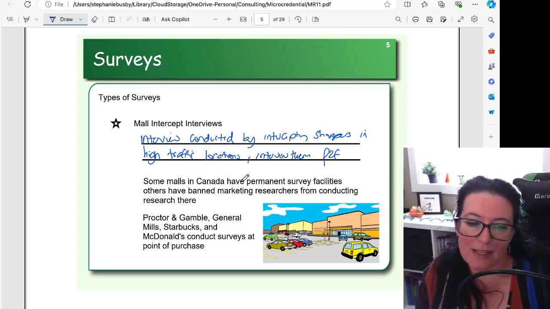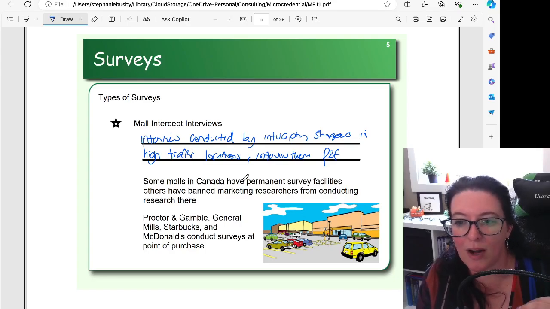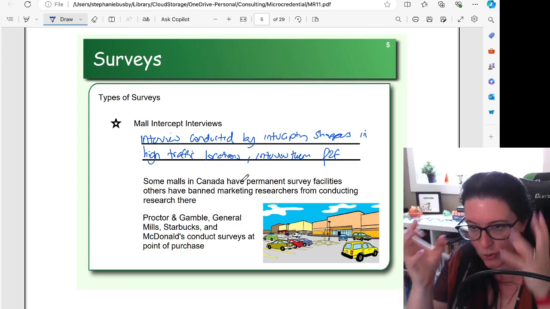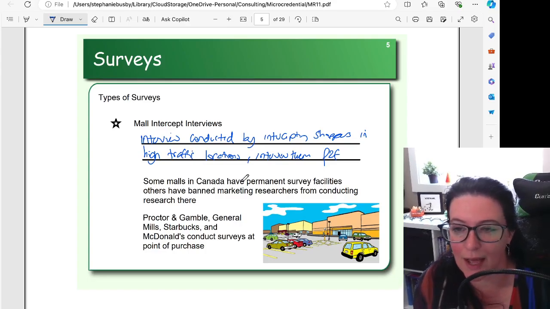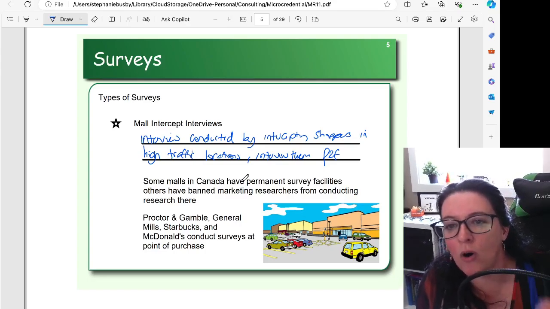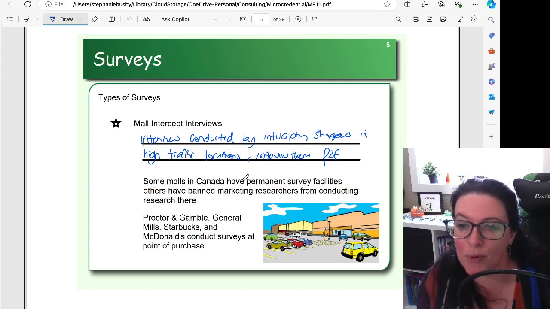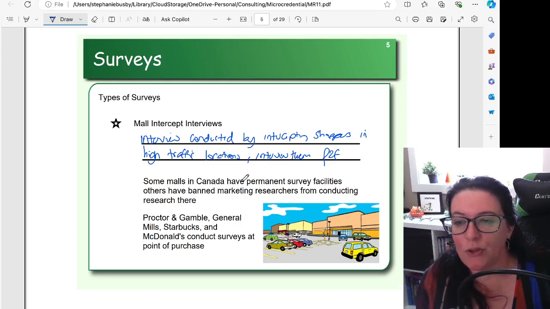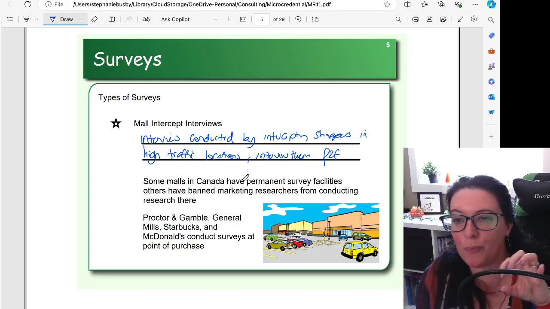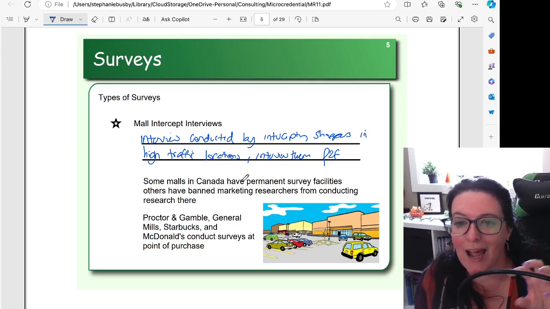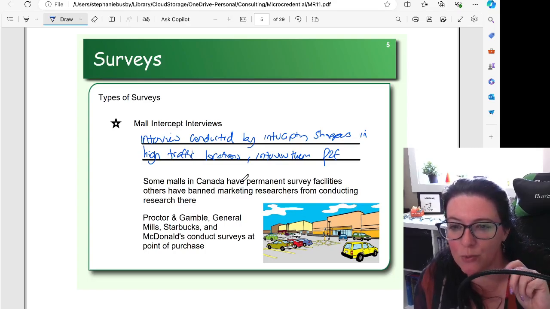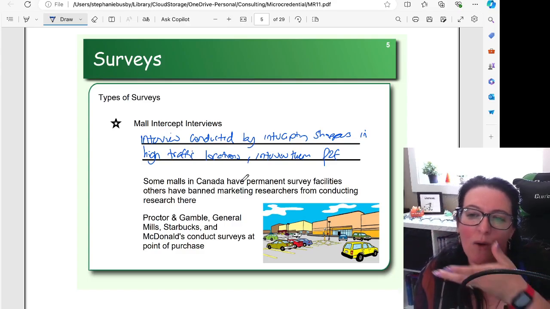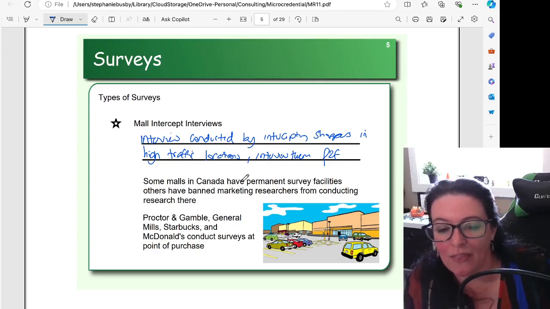And the other benefit is that you can show a product or a prototype, a concept idea, and get feedback on it. So you have whatever you want them to take a look at. The downside to a mall intercept interview is it's not a representative or a probability sample. You are going to have a group that just happens to go to that location, and there's certain characteristics of individuals who are more likely to take the time to answer your questions, right? So it's not going to represent that greater population that you're interested in.